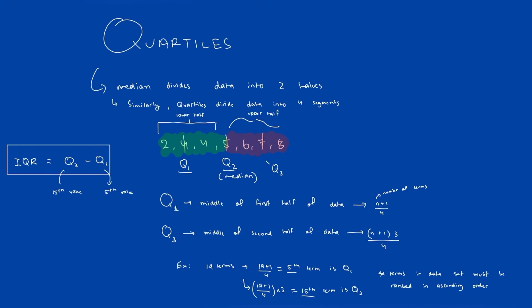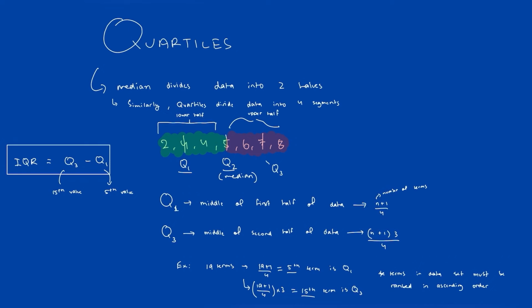So the middle of the first half of data is quartile 1, and the middle of this half of your data will be quartile 3. To calculate the exact value of your quartile 1 and quartile 3, we can just use these formulas here.